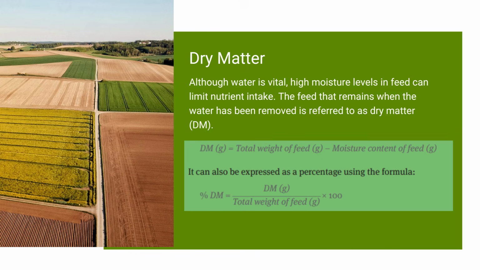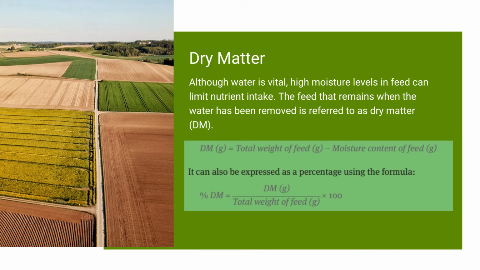Now let's look at the second composition of feed, which is the dry matter. Although water is vital, right? The high moisture levels in feed can actually limit the nutrient intake.